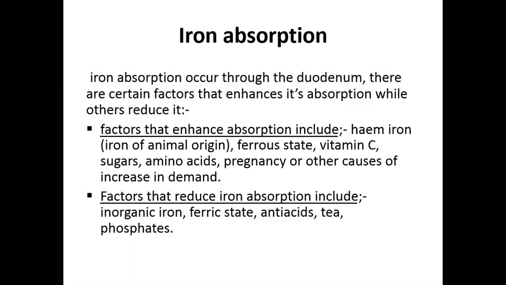Absorption occurs through the duodenum, with certain factors that enhance the absorption and certain factors that reduce the absorption. The factors that enhance absorption include the type of iron, meaning the heme iron of animal origin is better absorbed than iron of non-heme origin, meaning that found in vegetables is harder to absorb, unlike what is found in red meat. The state of iron: the ferrous state is absorbed while the ferric state is less absorbed.